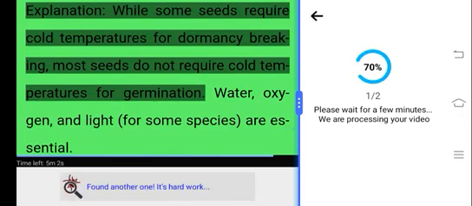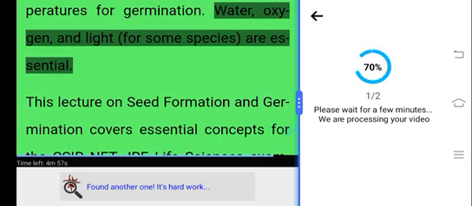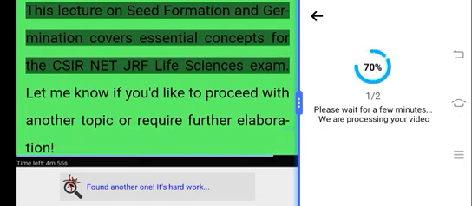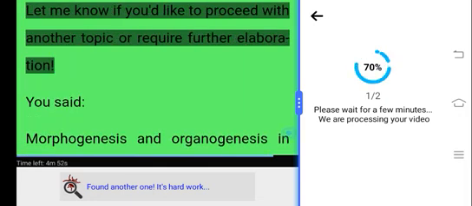Explanation. While some seeds require cold temperatures for dormancy breaking, most seeds do not require cold temperatures for germination. Water, oxygen, and light for some species are essential. This lecture on seed formation and germination covers essential concepts for the CSIR NET JRF Life Sciences exam. Let me know if you'd like to proceed with another topic or require further elaboration.